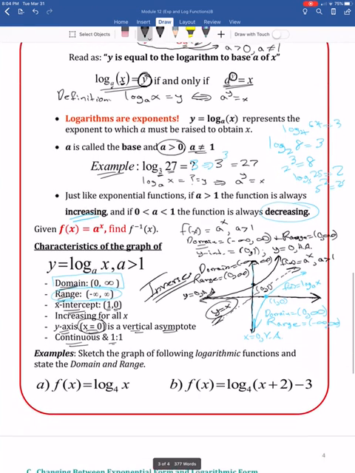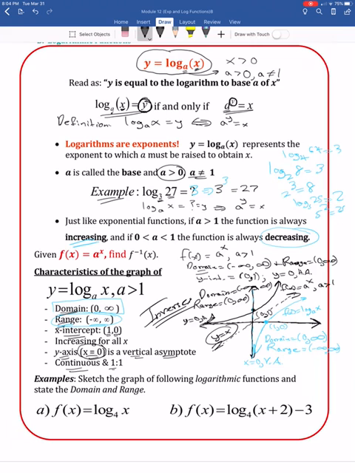So let's take a look at a couple of quick examples. Let's sketch the graph of the following log functions and state domain and range. Let's start basic. Example A, what's the graph of log base 4 of x? If we want to graph that, it wouldn't take long. Let's just graph it right here beside it.